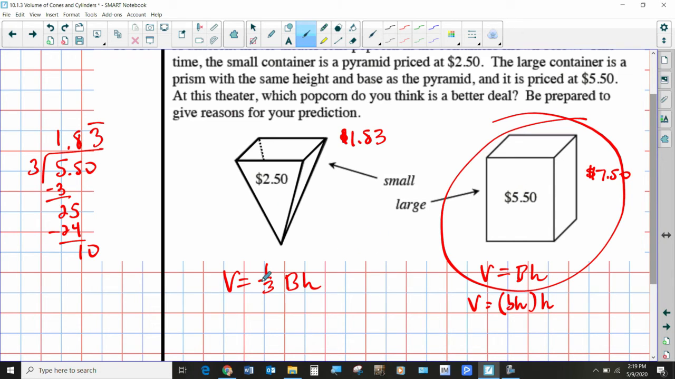But anyway, same idea. All pyramids and cones that have the same base area and the same height as their respective prisms and cylinders will be 1/3 the volume of those prisms or cylinders.